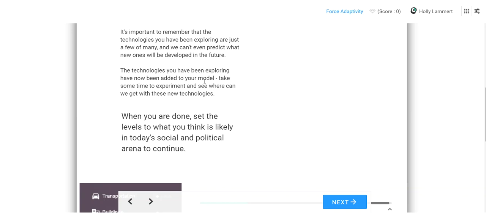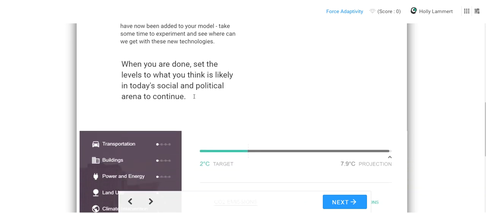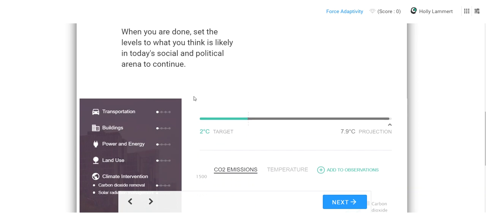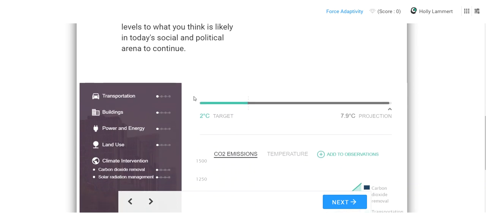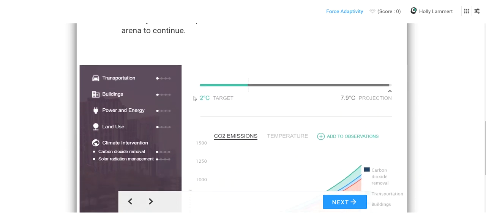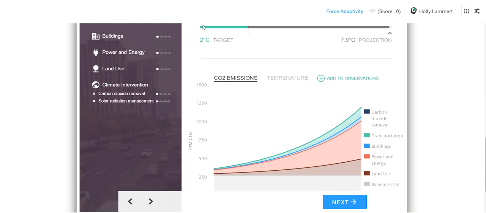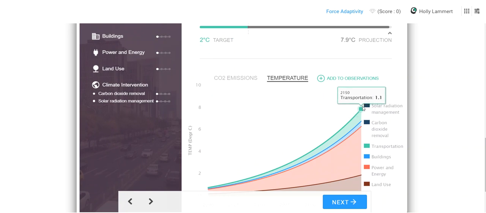The technologies we've been exploring have now been added to your model. Take some time to experiment and see where can we get with these new technologies. When you are done, set the levels to what you think is likely in today's political and social arena. Okay, so here this part is really nice. We got CO2 emissions. You can also just look at temperature.